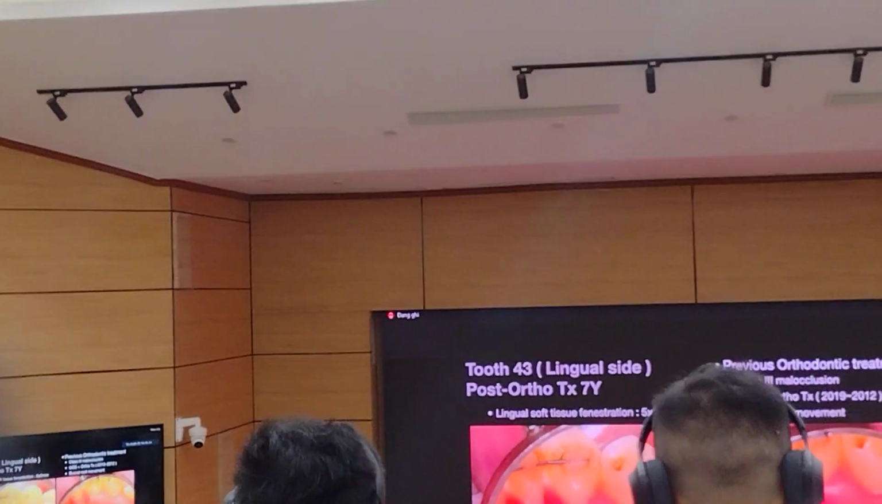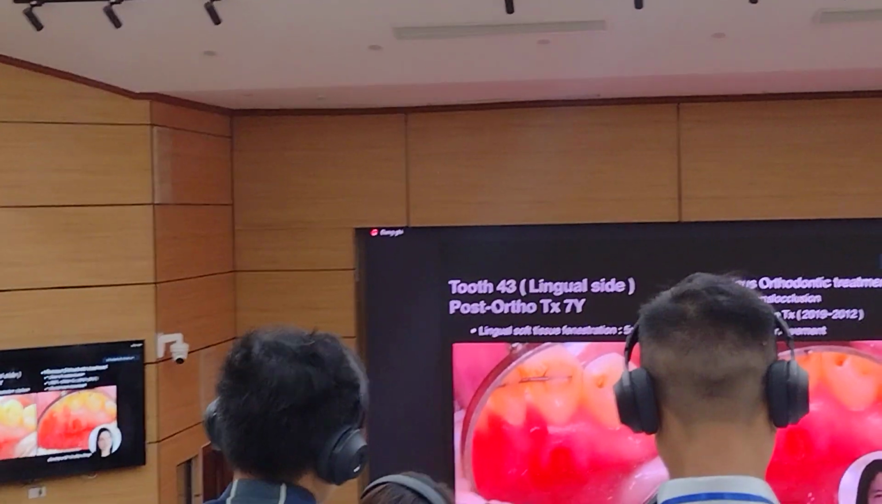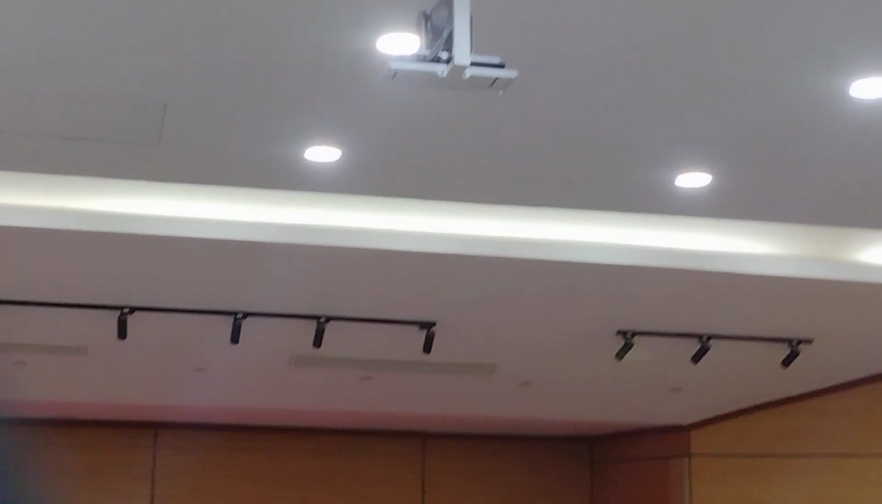This interesting case was provided by Dr. Yu Jiatang. This patient received orthodontic treatment and orthognathic surgery about 7 years ago. This time the patient was referred from the orthodontic department for the treatment of the lingual soft tissue fenestration, which was about 5 by 2 millimeters.